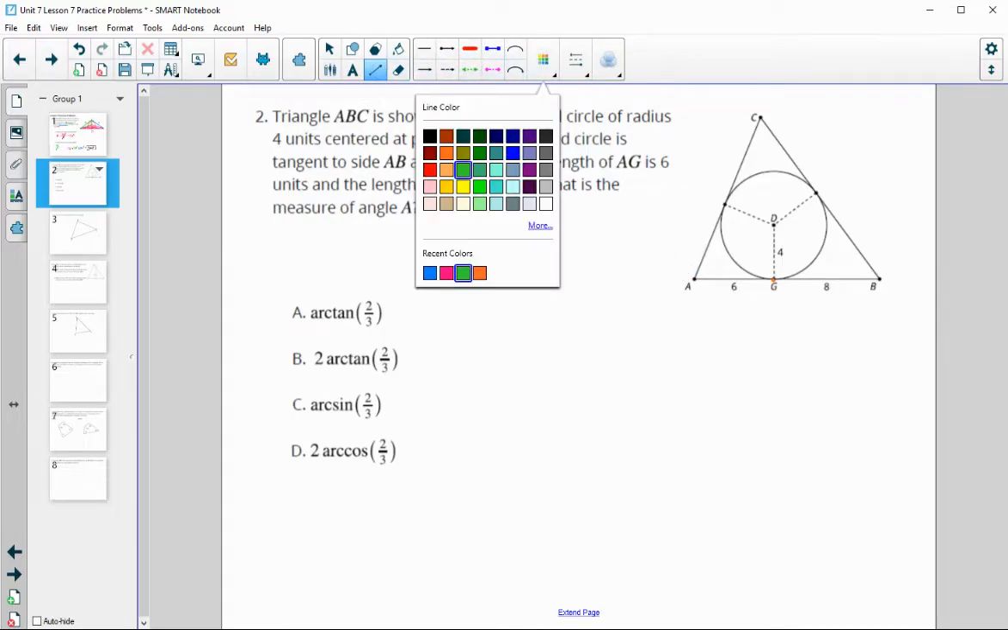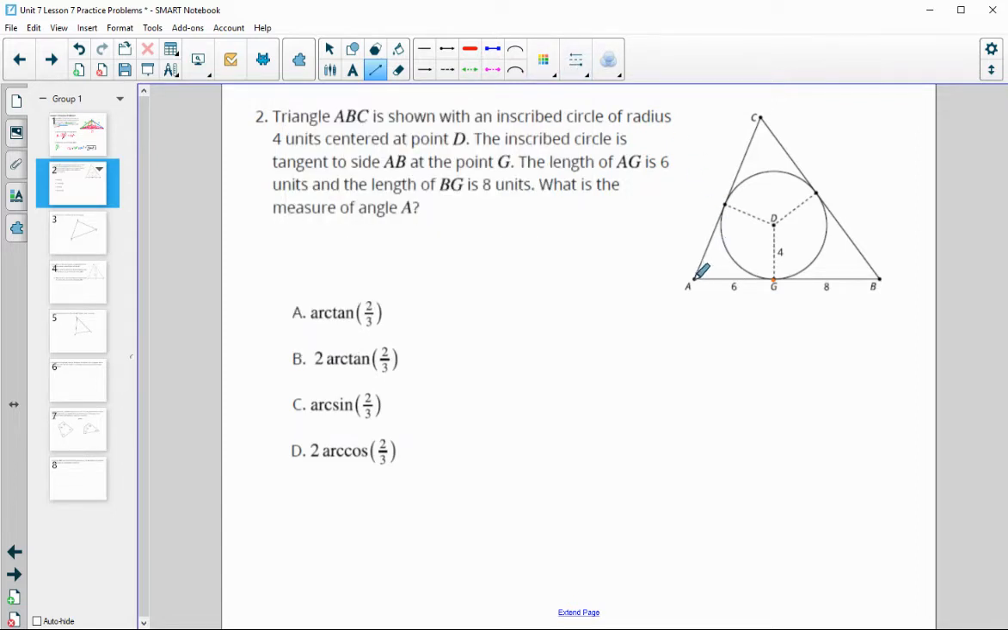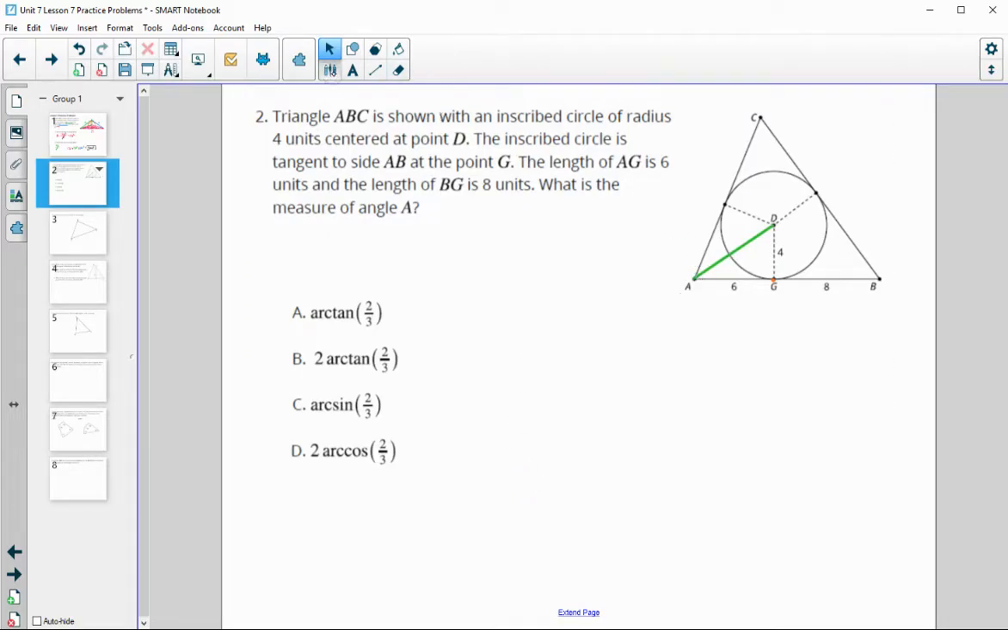And remember that the incenter is formed by the angle bisectors. So if I connect A to D, that cuts angle A directly in half. The reason I want to do that is that then this radius to this tangent line is going to be a right angle. So that gives us a right triangle here. If you look at your answer choices, they use inverse trig, so we needed a right triangle somewhere in order to get to our trig functions.